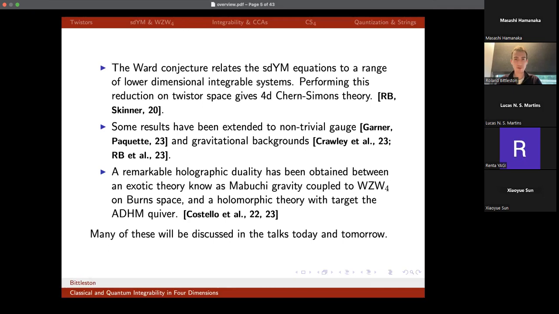There's also been some work on non-trivial gauge and gravitational backgrounds. Natalie Paquette and Nick Garner have a paper on monopole backgrounds. Then there's been some work this year on self-dual Taub-NUT and the Eguchi-Hanson gravitational instanton. I'll talk about the Eguchi-Hanson gravitational instanton tomorrow. And finally, we'll touch at the very end of this talk on some impressive work by Kevin, Natalie, and Atul Sharma on holographic duality in asymptotically flat space.